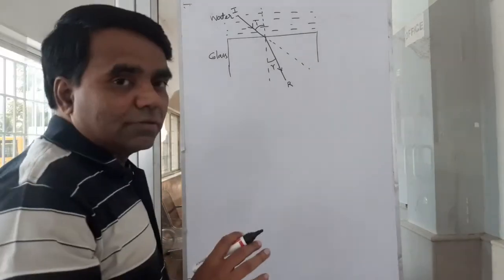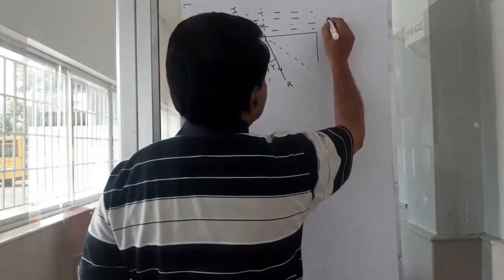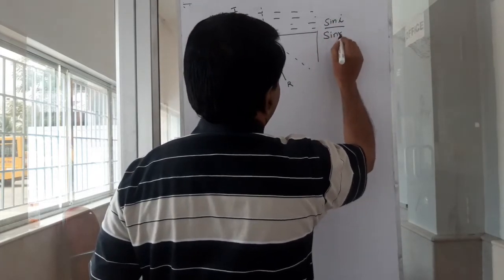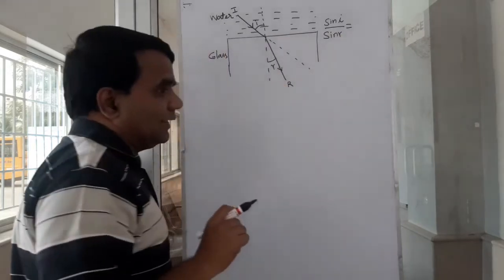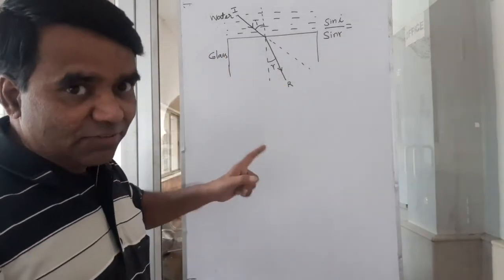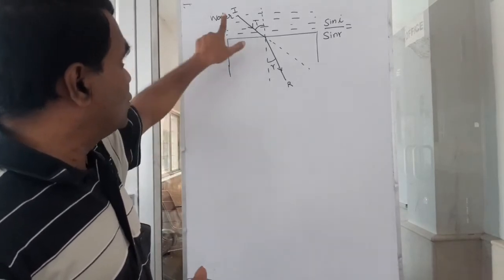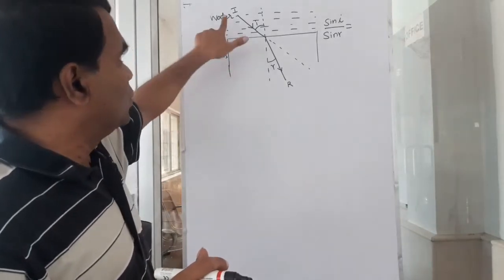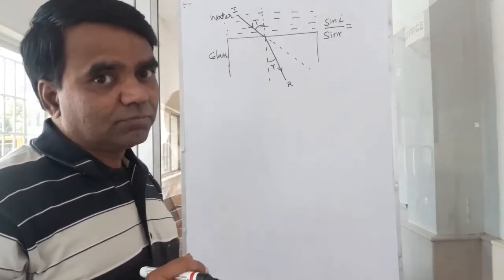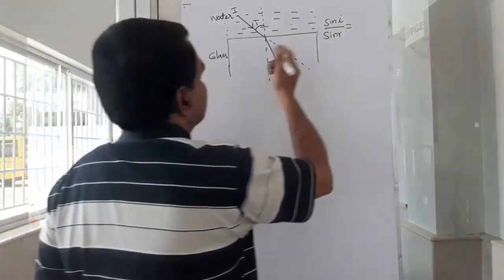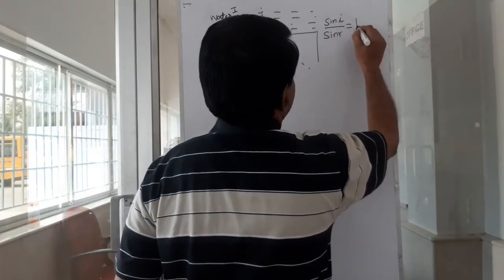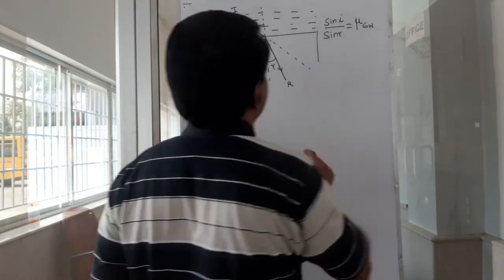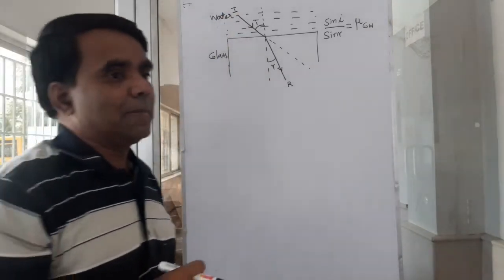Then I can come up with this ratio of sine i by sine r. So what does this give you? It gives you the refractive index of glass with respect to water, the refractive index of the second medium with respect to the first medium. Okay? So you get this. This is going to be mu of glass with respect to water. So 2 with respect to 1. Okay.